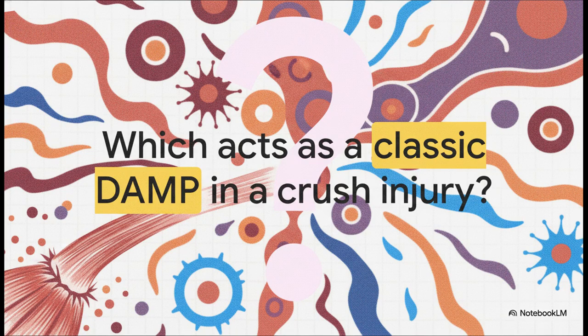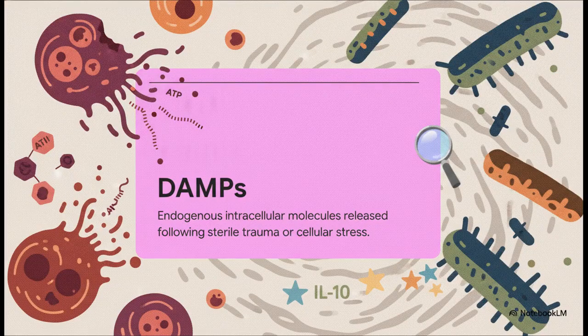During a massive crush injury, the release of intracellular contents triggers an intense systemic inflammation. Which endogenous molecule acts as a classic damage-associated molecular pattern, or DAMP? A, LPS, B, peptidoglycan, C, extracellular ATP and mitochondrial DNA, or D, IL-10. What exactly triggers the systemic inflammatory response from deep inside those necrotic muscle cells? The answer is C. Let's break down this distinction, because it's vital.